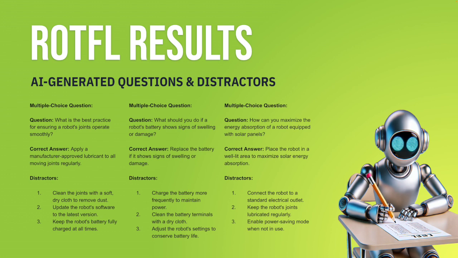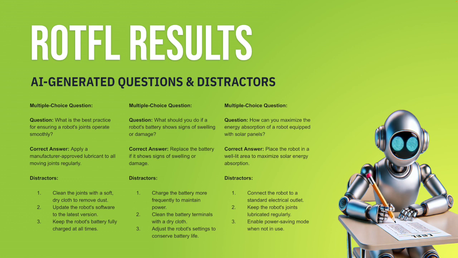Now, the second multiple choice question is one of those pits that you might fall in using AI, and why it really is just a jumping off point and not an end point. You'll see this question is very obvious in its answer. What should you do if a robot's battery shows signs of swelling or damage? Correct answer, replace the battery if it shows signs of swelling or damage. Obviously, that would have to be rewritten. The distractors are, again, pretty generic and from the other settings and information from the manual.